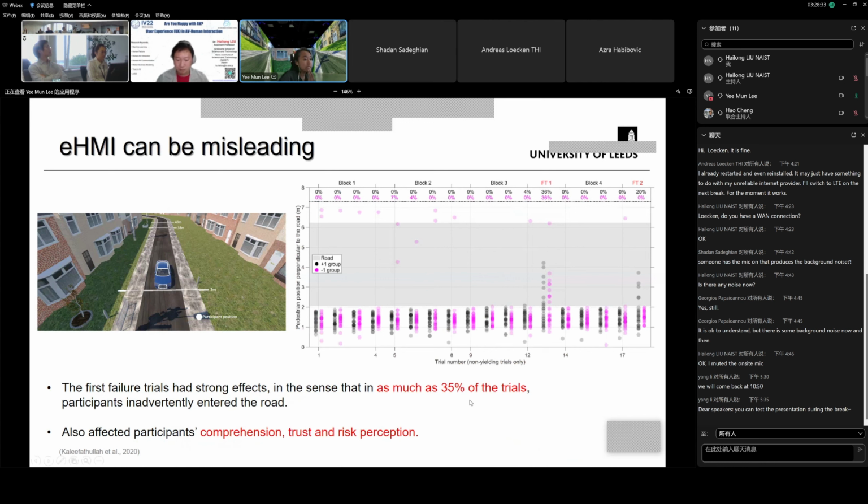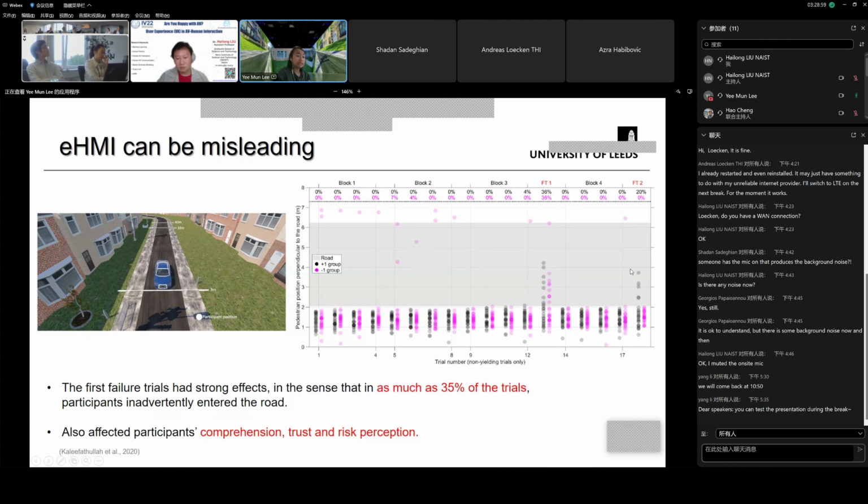So what you're seeing here on the right-hand side is the people who have entered the road when the eHMI is there, but the vehicle is not decelerating. As much as 35% of the trials, people actually made the judgments based on explicit communication after a series of functioning eHMI, without looking much into the kinematics information.